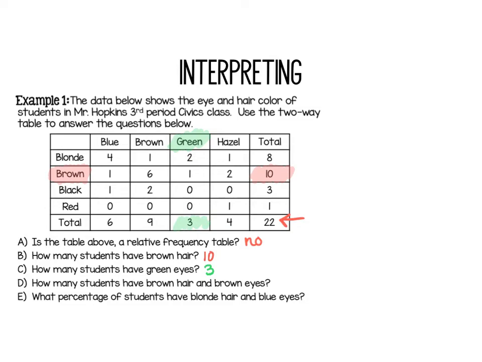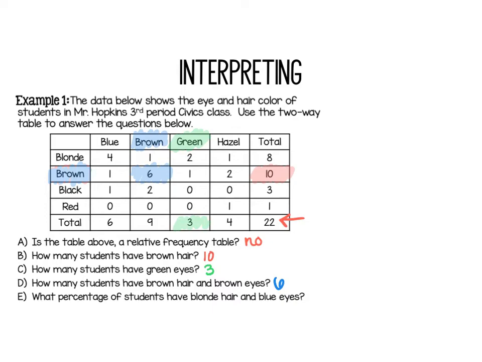How many students have brown hair and brown eyes? So brown hair is this box right here, and brown eyes. So I need to look at where they overlap, which would be this box right here. So there are 6 students that have brown hair and brown eyes.